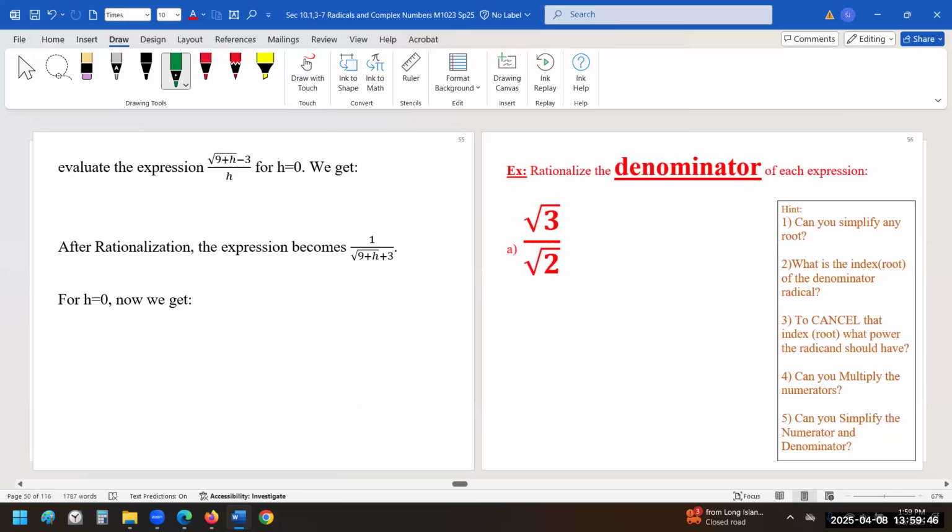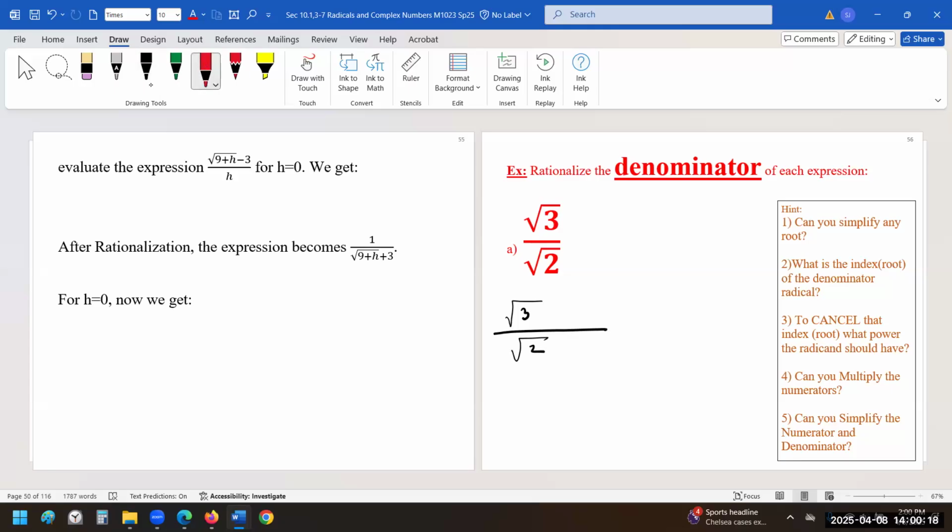Something like this one. We are rationalizing the denominator. It means we don't want to see the square root on the denominator. Our goal is to erase that. Unfortunately, we cannot just take an eraser and erase it. It's not possible. We have to use some trick to erase that square root from the bottom, from the denominator. So let me rewrite square root of 3 and square root of 2.